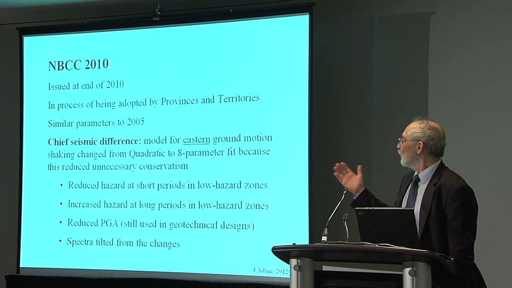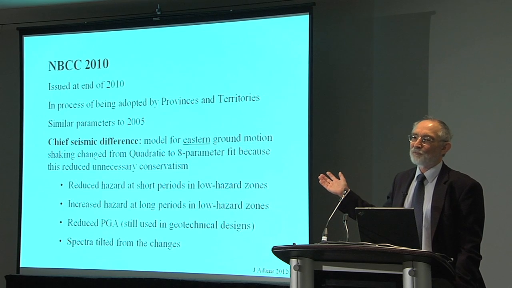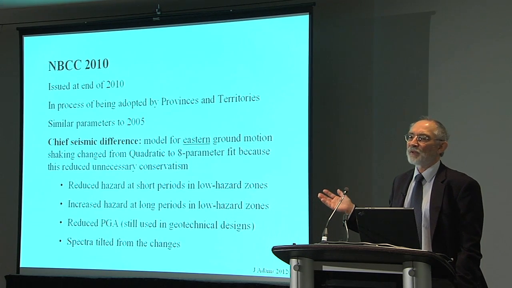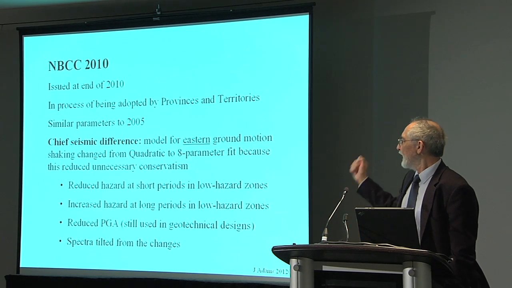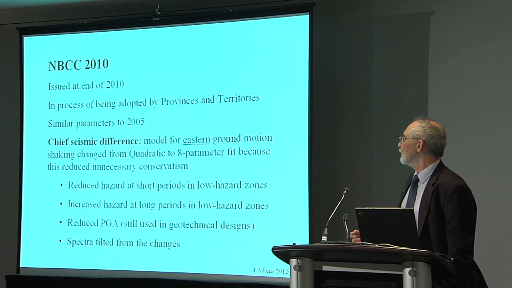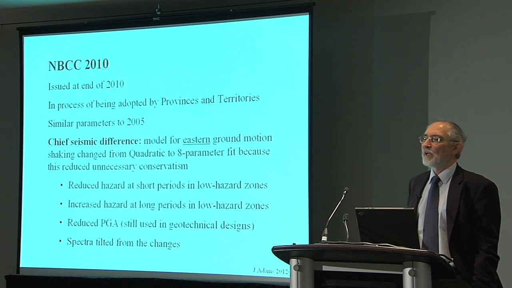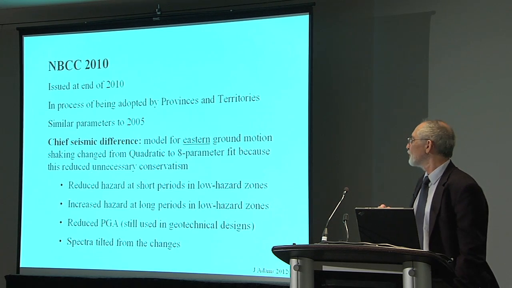The chief difference between the 2010 and 2005 models was the way in which we did the ground motion predictions. We changed from a quadratic to an 8-parameter fit. So crudely, we had a 3-parameter fit before. We've got an 8-parameter one now. And this reduced some unnecessary conservatism. In particular, it reduced the hazard at short periods in low hazard regions, and it increased the hazard a little bit at the long period end. And these were almost just tweaks to the model, but they did take out design levels which were too conservative before.